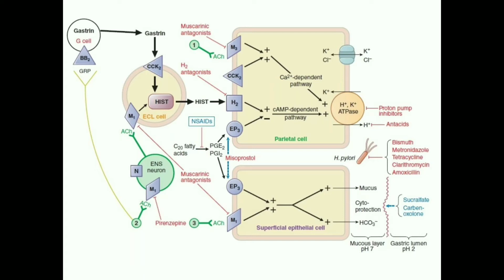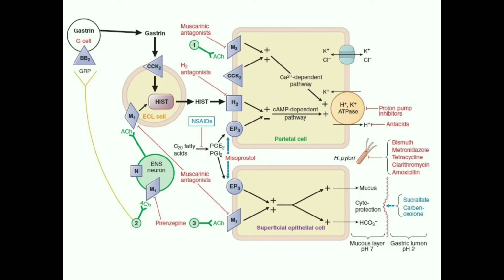Now we have discussed that there are multiple factors which stimulate acid secretion, like histamine, gastrin and acetylcholine. Out of these three, histamine is the most important factor which stimulates acid secretion, as gastrin and acetylcholine both dominantly act by stimulating the release of histamine from enterochromaffin-like cells, ECL cells.